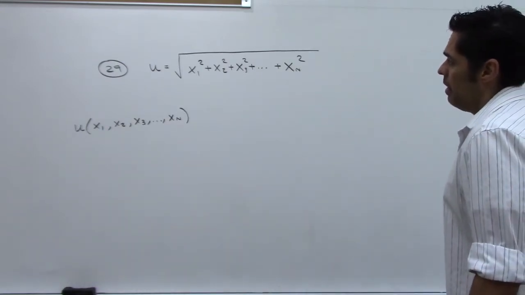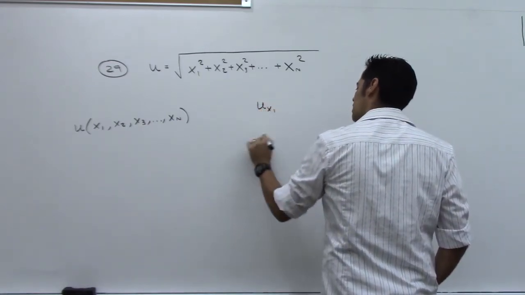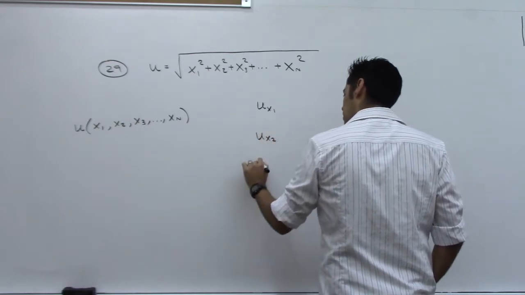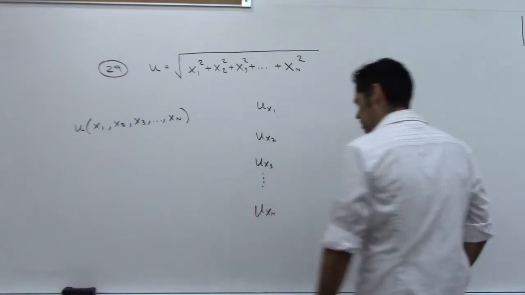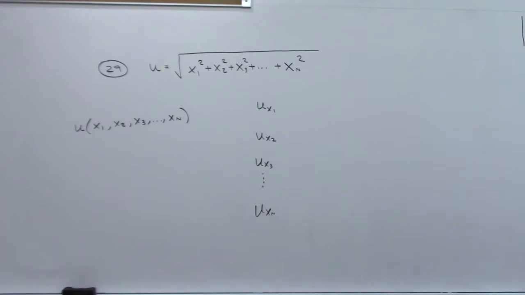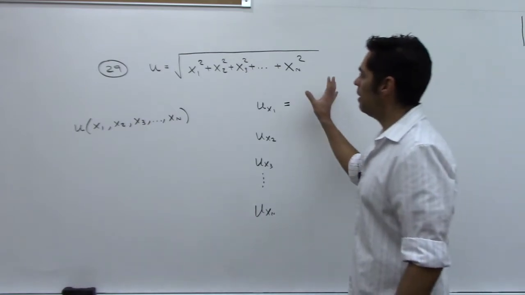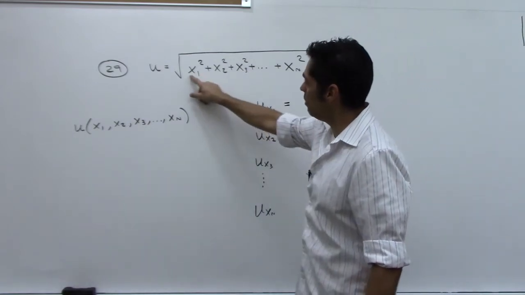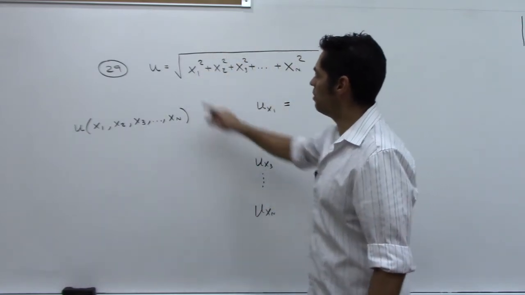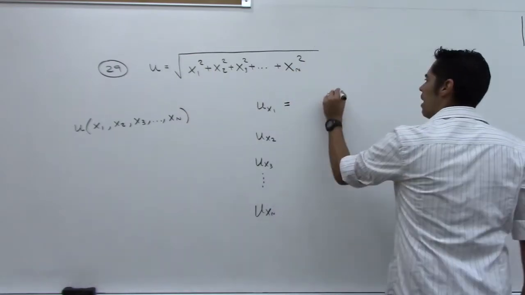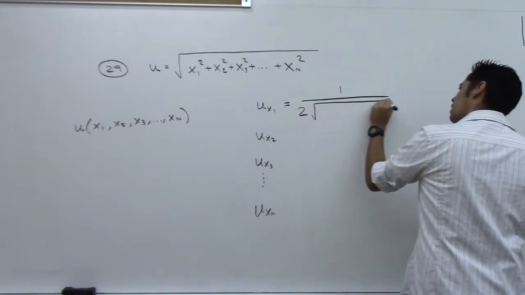So we have all these partials, so we need to figure out the partial of u with respect to x1, the partial of u with respect to x2, the partial of u with respect to x3, all the way to the partial of u with respect to xn. Oof, that's a lot. All right, so let's try this first one. First thing we realize is that we're going to treat everything like a constant except x sub 1. That's the only one that's a variable. Everything else here is a constant. And let's try a derivative. What is the derivative of the square root of something? Well, from Cal 1 we know it's 1 over 2 times the square root of whatever that something is.